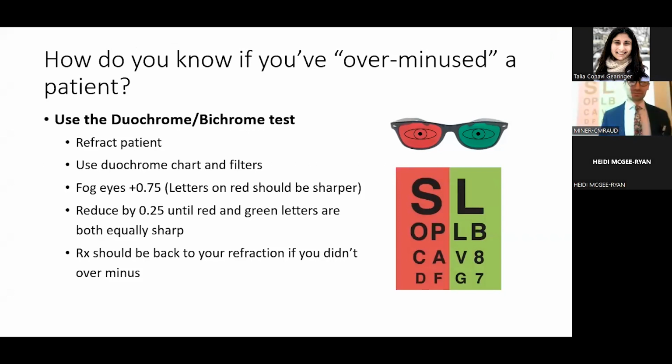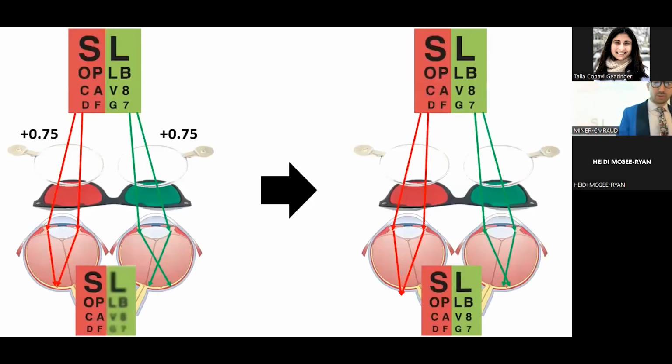So basically what you do is you refract the patient, you whip out your cool duochrome glasses that are green and red, and this fancy duochrome chart, which is green and red. If you refracted them, you fog the eyes by about plus 0.75. At that point, the letters on the red side should be a little sharper, for reasons that will be clear, no pun intended, in a second. Then you reduce that fogging in quarter diopter steps until the letters on the red side and the green side are both equally clear. If you did a good job refracting and didn't over minus, you should get back to roughly what your refraction was.